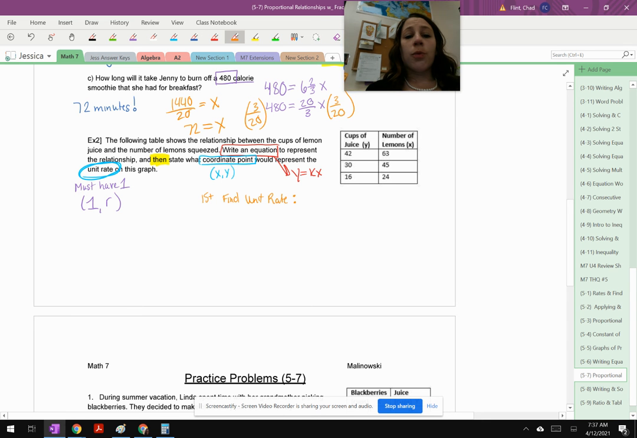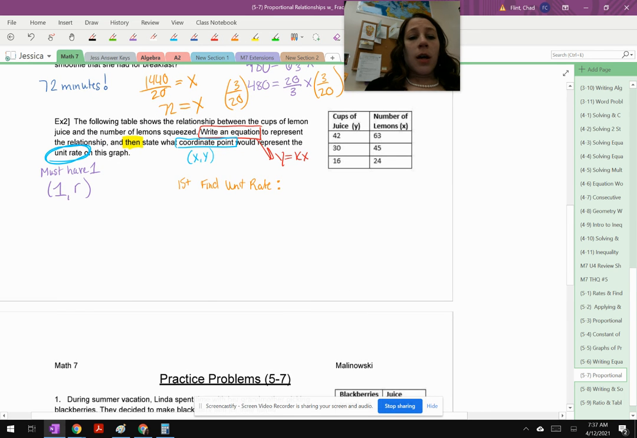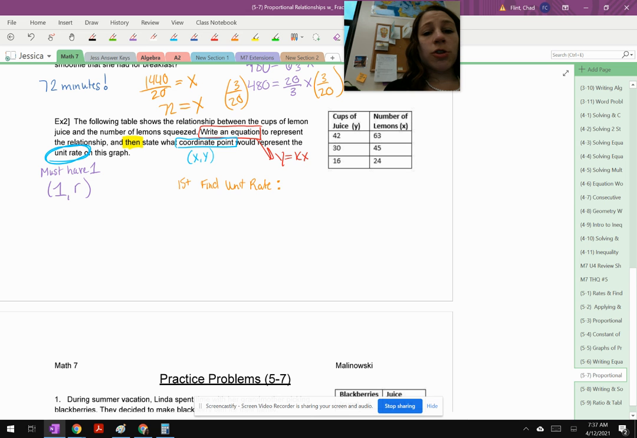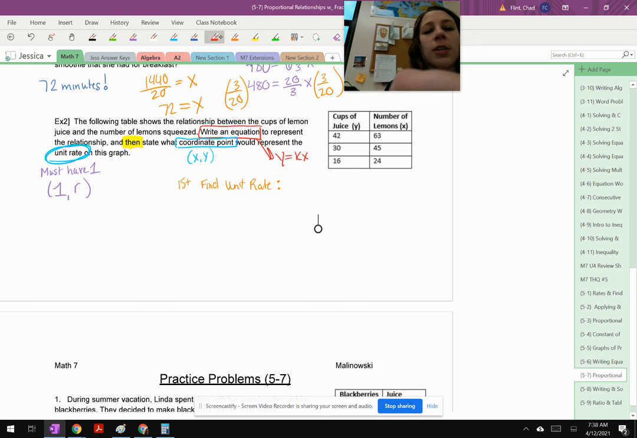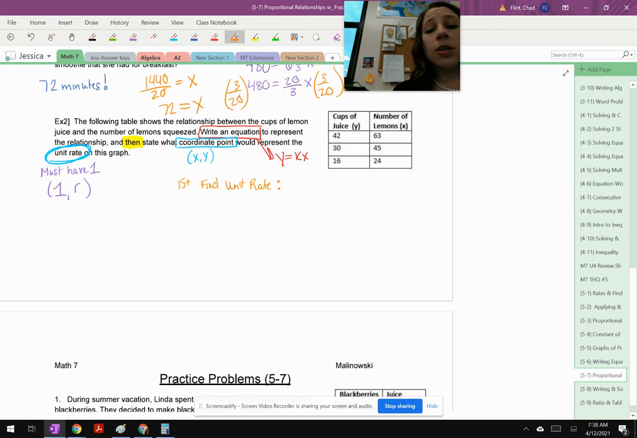So we want to know how many cups of juice per lemon, or how many lemons per cups of juice. They want to show the relationship between cups of juice per lemon. Yeah, we want to know how much juice 1 lemon gives us. That makes sense. Notice how I had to talk that out a little bit. So how much juice per lemon is what we're going with.